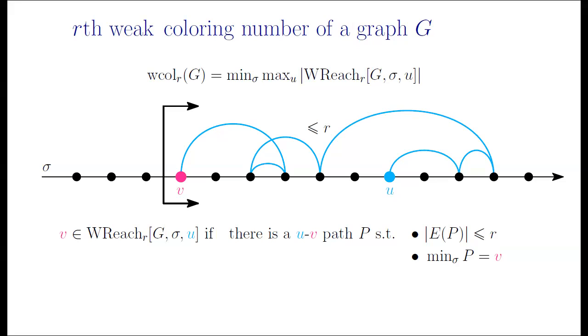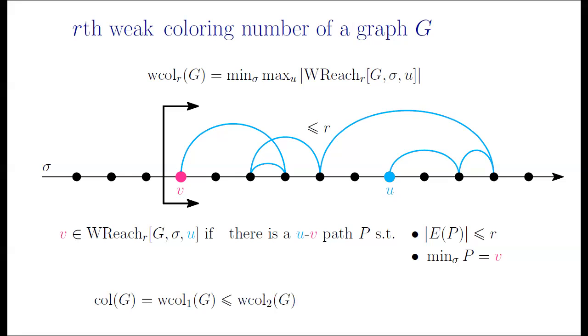Now maybe some very simple things about this definition. If we take r to be equal to 1, then this is exactly the same definition as before. We exactly obtain the coloring number, because now we are allowed to use only one edge, and it has to go backward, because the minimum of this path has to be the endpoint, the last vertex of this path, the one that we reach.